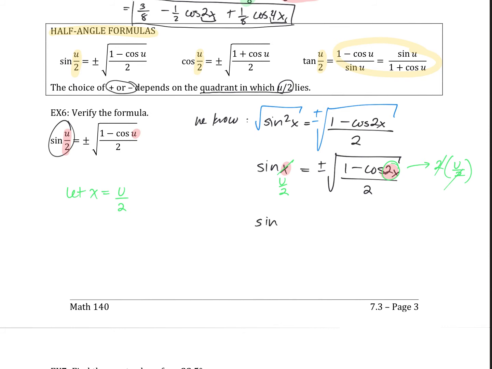And then we have sine of u divided by 2 equals plus or minus the square root of 1 minus cosine of u divided by 2. And there we go, we have verified the formula. That is exactly what we had here.